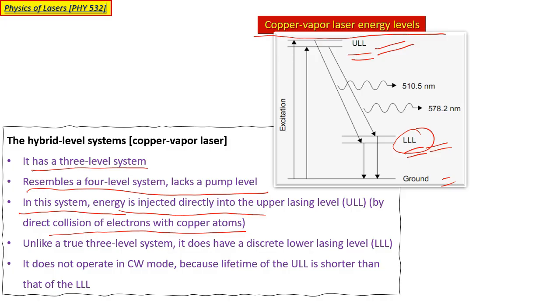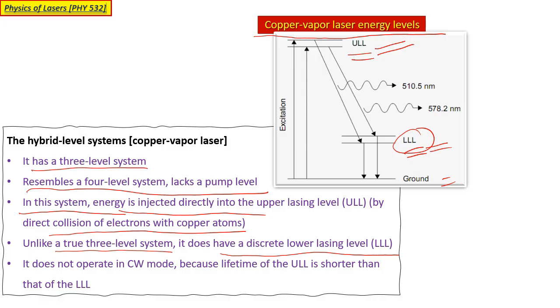So definitely it's not a true 3-level system, and it has a LLL. In a normal or usual 3-level system, there is no low lasing level. It resembles a 4-level laser, but this is a 3-level laser. There is no pump level here, so energy is directly injected to the ULL, the upper lasing level.